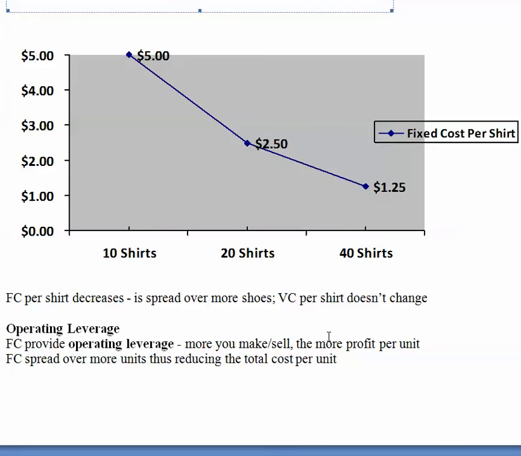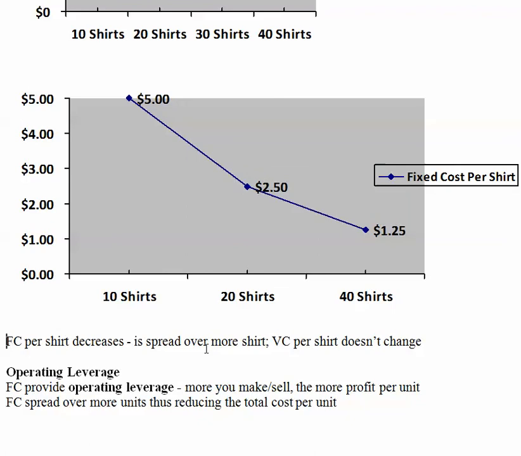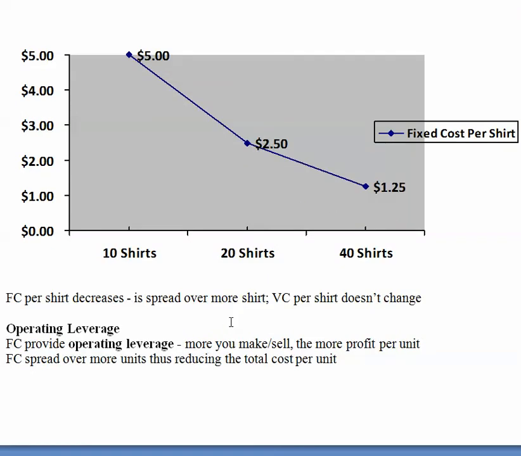So variable costs again don't change per shirt, but yet the fixed cost, FC, here does decrease over time, or over the number of units. That's what we refer to as operating leverage. The more fixed costs you have, the more operating leverage you have, which is great if you know you can make and sell enough to cover your fixed costs, because once you've covered your fixed cost, every unit above that is going to help add to your bottom line, your profit.